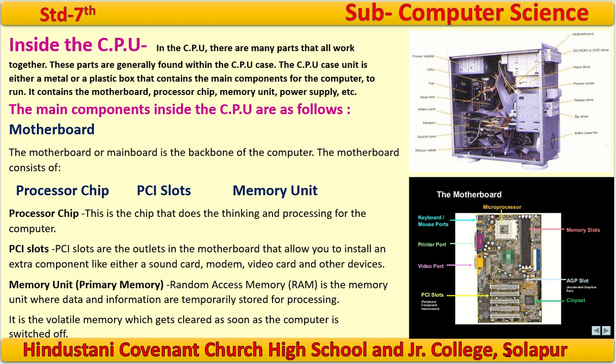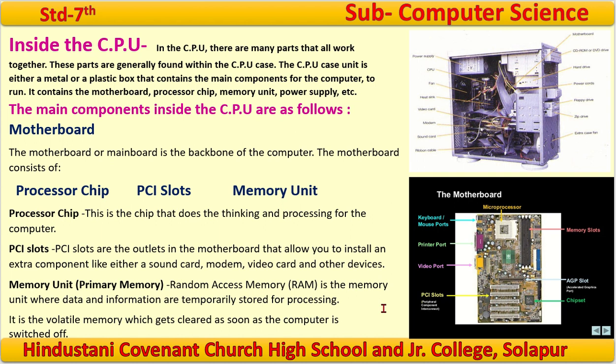Then we have memory unit or primary memory or RAM, random access memory. In the memory unit, data and information are temporarily stored for processing. Now, what do you mean by this? If I say 42 plus 43, if I do this calculation, first I store it in my brain and then I calculate it and give the answer. After I give the answer, I forget about that, right? So the numbers vanish out from my memory.